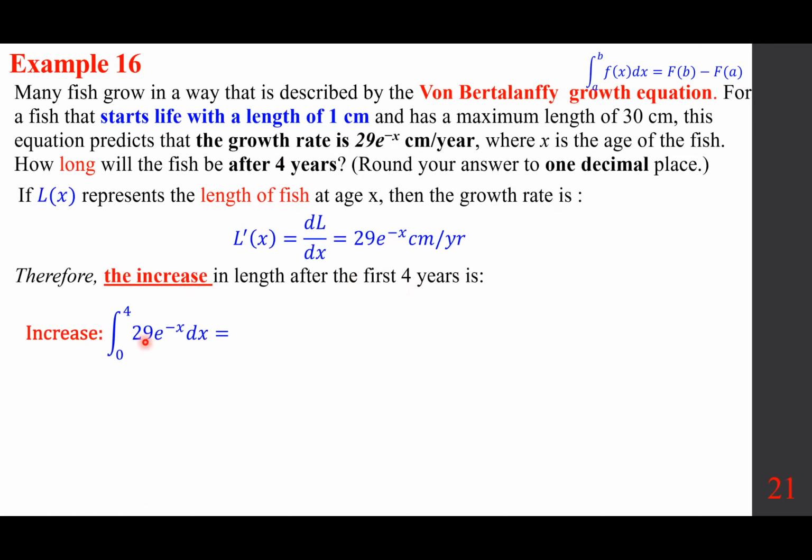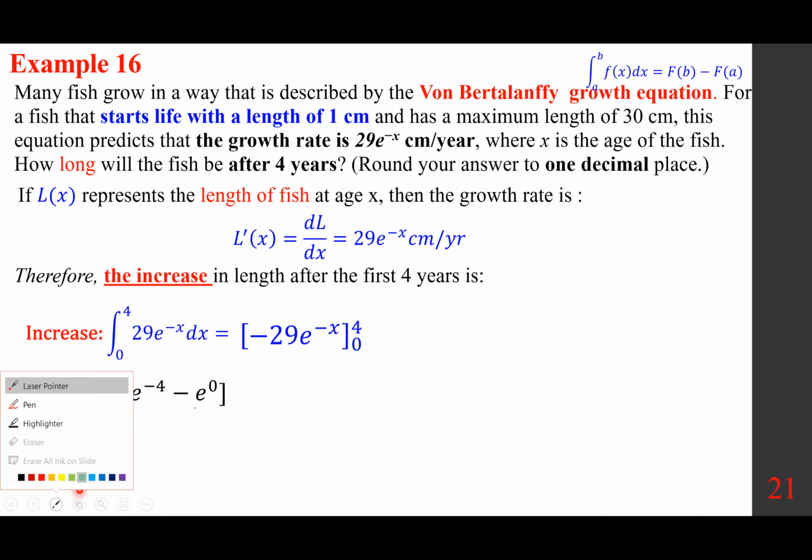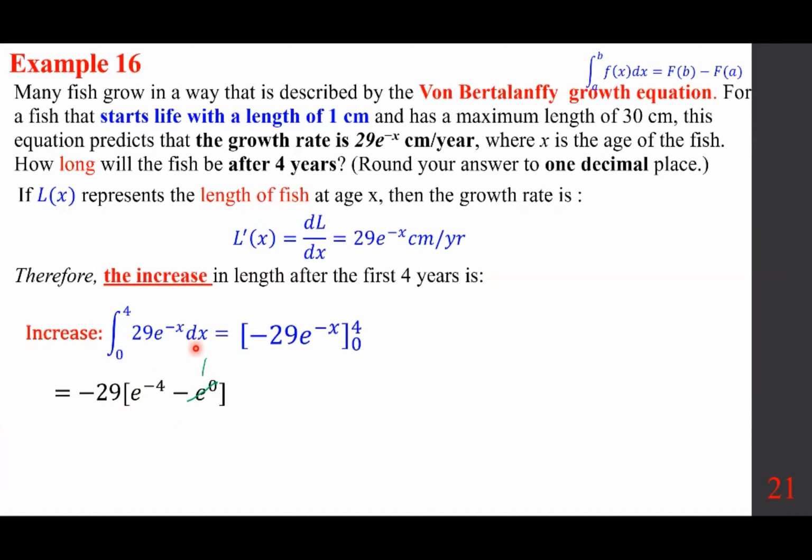Now, as you know, the integral of this, we divide by -1, we get -29 e to the power minus x, evaluated from 0 to 4. So plug in 4, plug in 0, it's easier to keep the -29 out. Obviously, this is 1. And you have to use a calculator. E to the power minus 4 minus 1 times -29 results in this number.